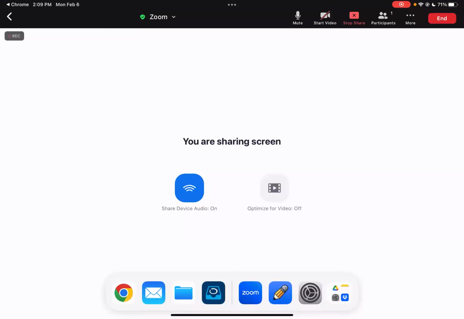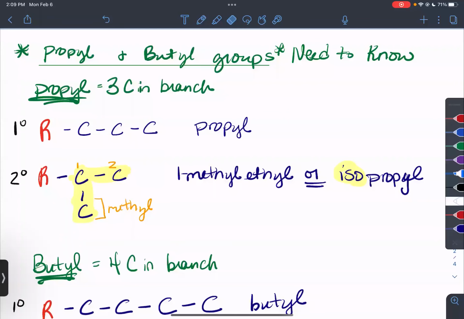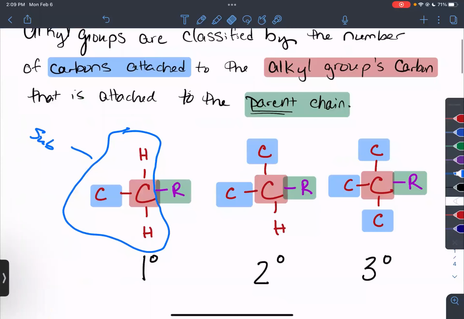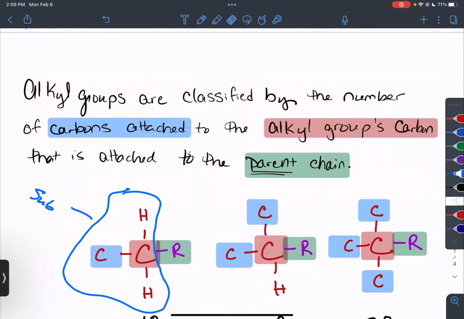Okay, so our question is how to classify our alkyl groups. Alkyl groups are always classified by the number of carbons that are attached to the alkyl group's carbon that's attached to the parent chain. Okay, it's a mouthful. Let's go backwards. What's the parent chain?